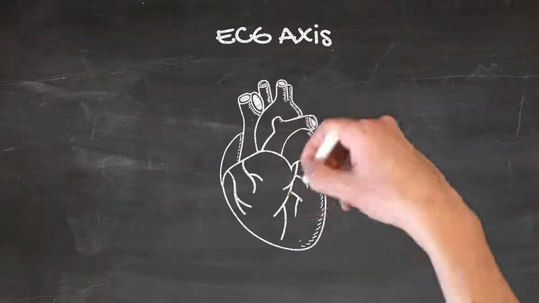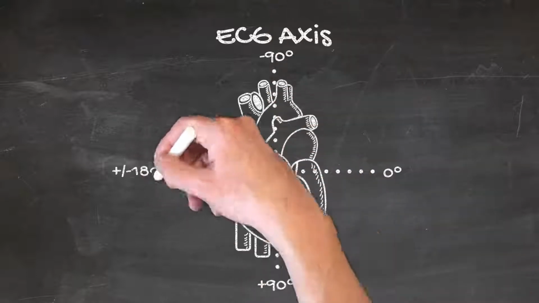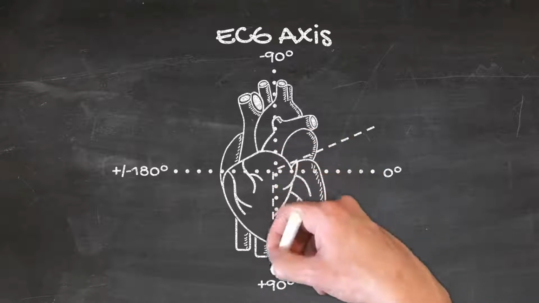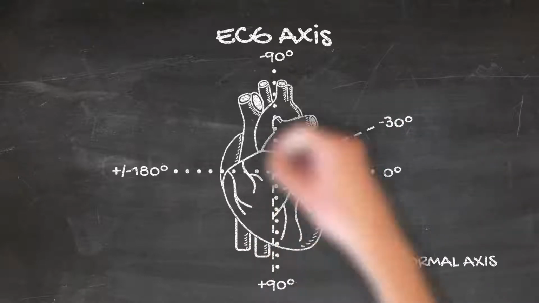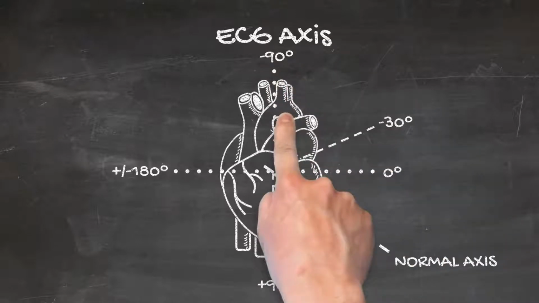Axis is the net direction of depolarization as it passes through the heart, and it's normally between -30 and +90 degrees, meaning normally electrical activity is passing from the top right of the heart to the bottom left. However, it is possible for the electrical axis to be outside of these boundaries.